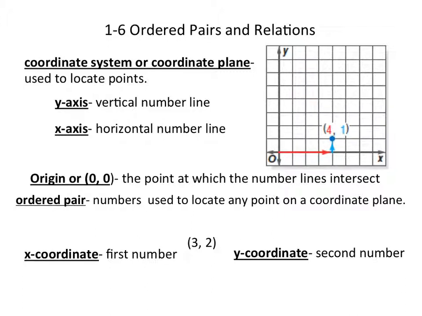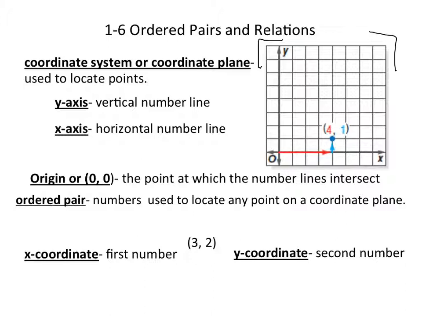In order to understand this, we need some key terms. The first one is coordinate system or coordinate plane. A coordinate system or coordinate plane is used to locate points. As you can see, here is an example of a coordinate system. On this coordinate system you can see the y-axis and the x-axis.